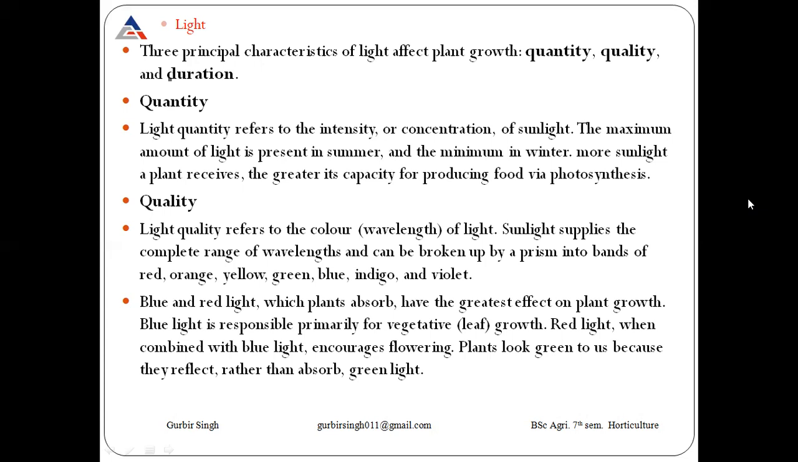Next is quality. Light quality refers to the color of light. Sunlight supplies the complete range of wavelengths and can be broken up by a prism into the bands of red, orange, yellow, green, blue, indigo, and violet.